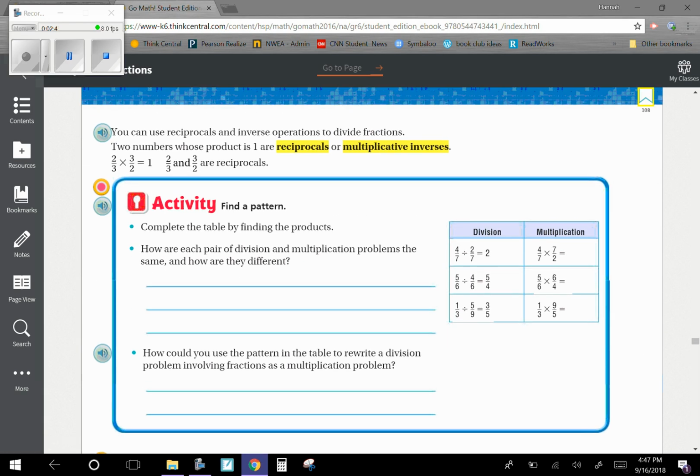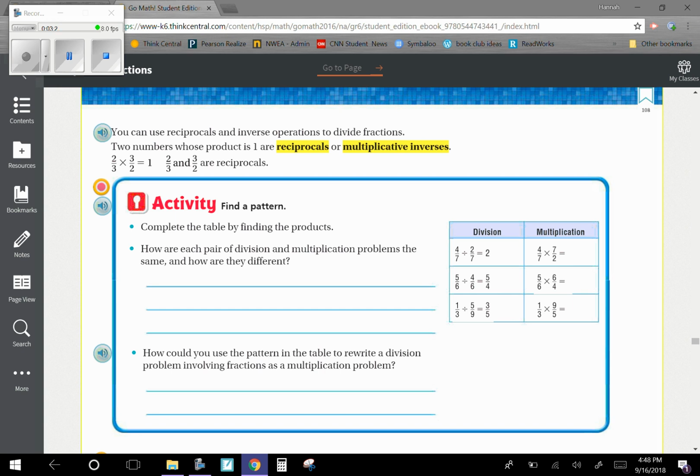Okay, another thing that we were going to talk about is that you can use reciprocals and inverse operations to divide fractions. Two numbers whose product is 1 are reciprocals or multiplicative inverses. So, for example, 2/3 times 3/2. 2 times 3 is 6. 3 times 2 is 6. They equal 1. So 2/3 and 3/2 are reciprocals. So same thing goes for 1/4 and 4/1, or 7/8 and 8/7. Those are all reciprocals if these are flip-flopped in the opposite order.